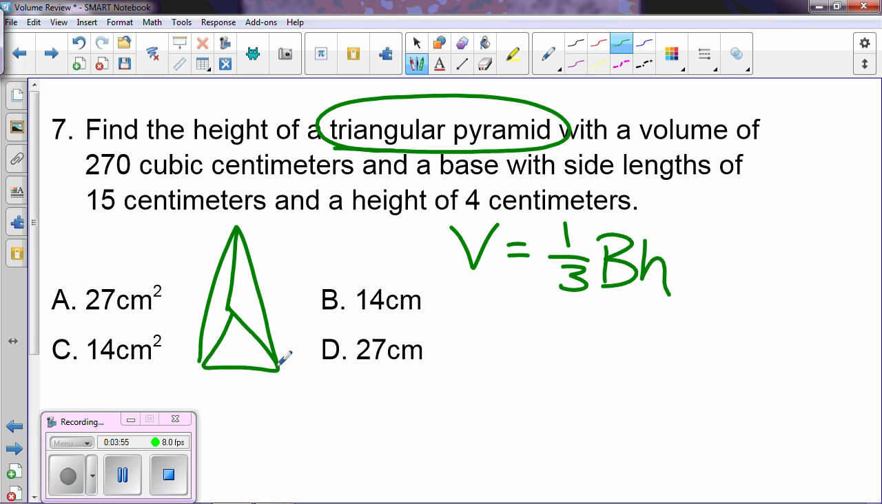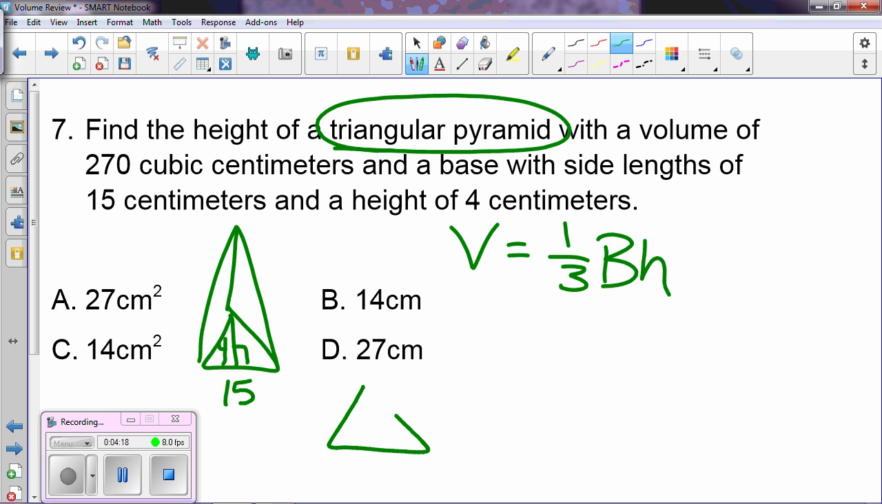Now I can work on what information I have. So find the height of the pyramid. We don't know the height. That's what we're solving for. With a volume of 270 cubic centimeters and a base with side lengths of 15. So my base is a triangle. The side lengths are 15. And the height of that triangle is 4.